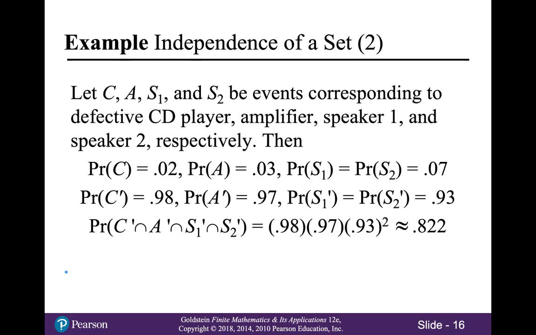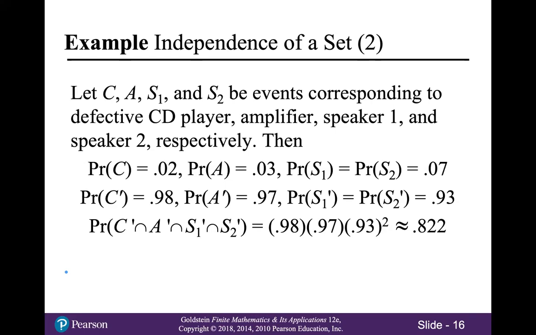So let C, A, S1, and S2 be events corresponding to defective CD player, amplifier, speaker 1, and speaker 2, respectively. Then the probability of C, in other words, the probability that the CD player is defective, is 0.02. The probability of A is 0.03. And the probability of S1 and S2 are both 0.07. So we want to know what is the probability that the CD player and the amplifier and both speakers are not defective.